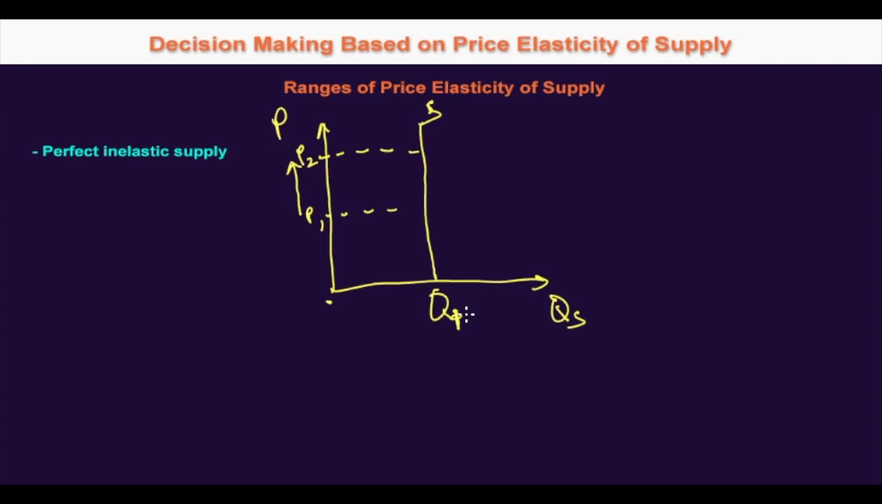The key point here is that the price elasticity of supply for this one would be 0. Why? Because even though the price increases, the supply does not increase. So it is actually 0 price elasticity. It is vertical to the diagram, and it is parallel to the y-axis.